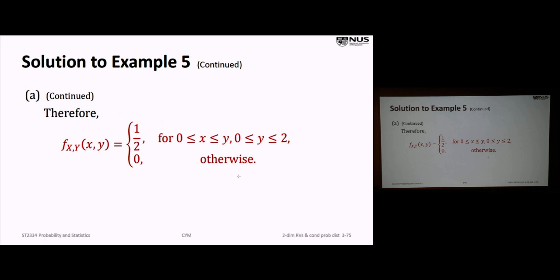So the joint PDF in this case is equal to 1 upon 2 if x is less than or equal to y, x is greater than or equal to 0, and y is less than or equal to 2 and bigger than 0, and it's 0 otherwise.